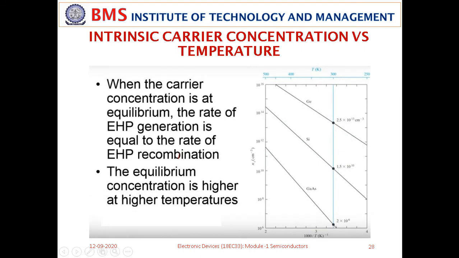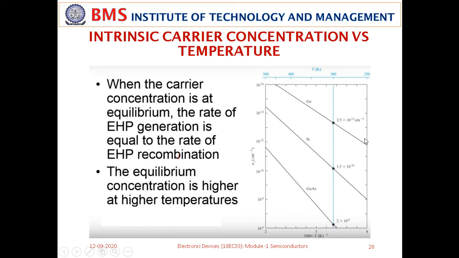Okay, let's look at this intrinsic carrier concentration versus temperature graph. Here you can see the y-axis represents intrinsic concentration Ni, per centimeter cube is going to be the unit, and the x-axis represents temperature, and look at the unit here, it is 1000 by temperature. Reason is the relationship between Ni and the temperature is exponential. To make this relation very small, we are going to divide 1000 by the temperature. Otherwise these lines may not look like a straight line.